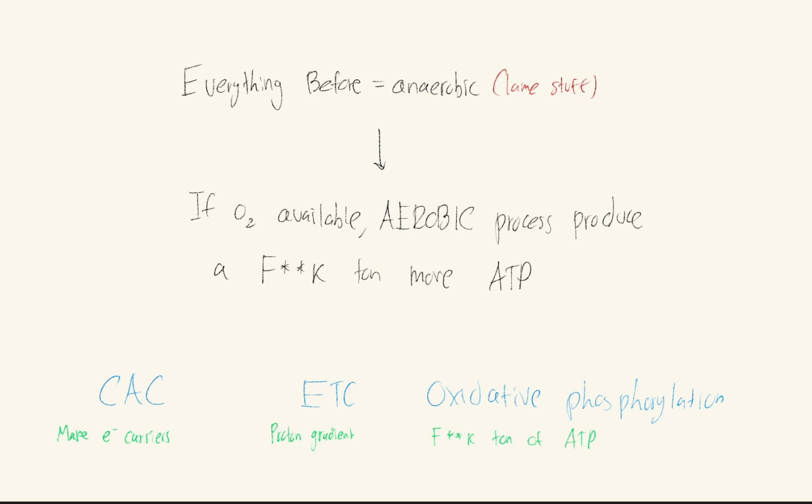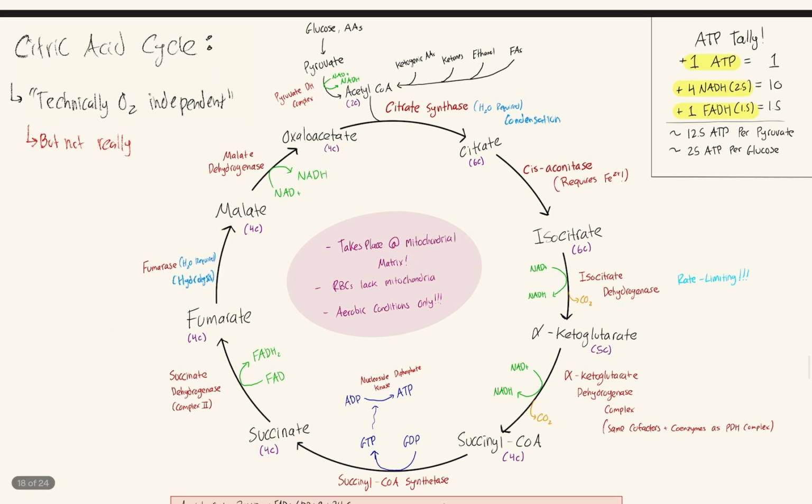And so the three processes I'll be talking about are the citric acid cycle, the electron transport chain, and oxidative phosphorylation. The citric acid cycle serves the purpose of creating more electron carriers. The electron transport chain serves the purpose of creating a proton gradient, and oxidative phosphorylation serves the purpose of creating a ton of ATP. So this is really the fancy stuff, and we're going to cover all of this. So the first thing we'll cover is the citric acid cycle.